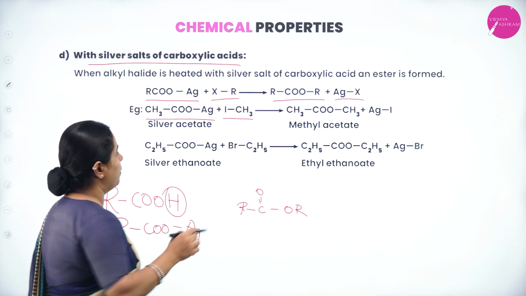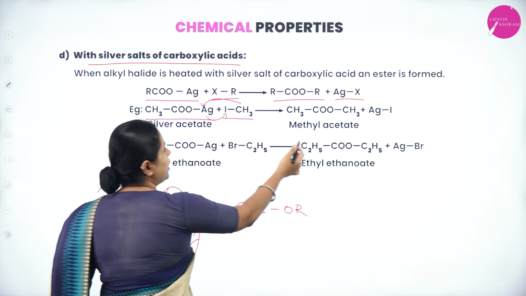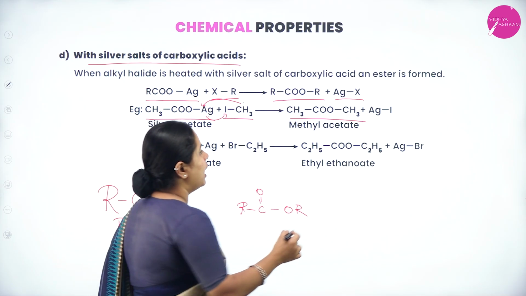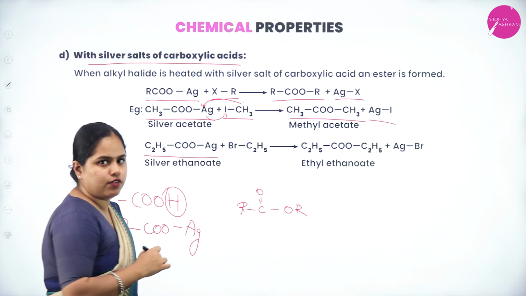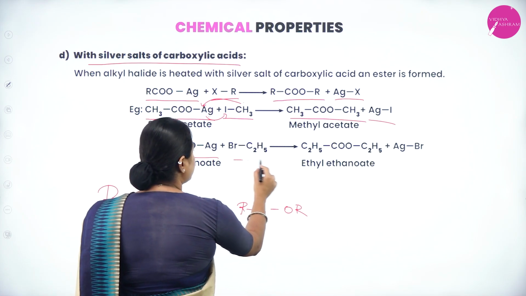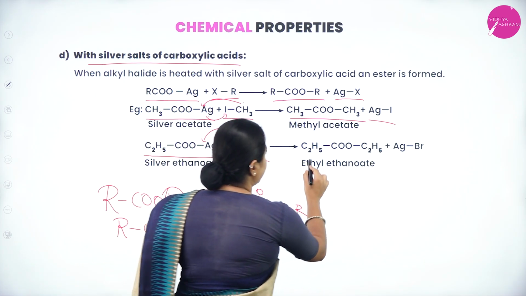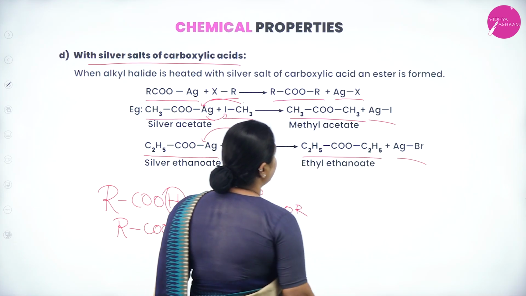So what is going to happen here? The methyl will get attached to this oxygen atom and the silver iodide will be formed. So you will get methyl acetate, which is an ester, and silver iodide is formed. Another example, C2H5COOAg, a silver salt of a carboxylic acid, reacts with C2H5Br. Now what happens? This will get attached here. You will get ethyl propanoate, that is C2H5COOC2H5, and AgBr.